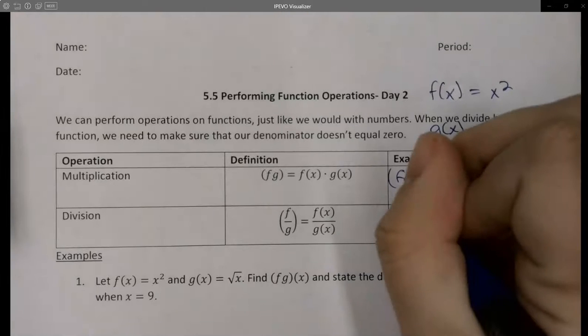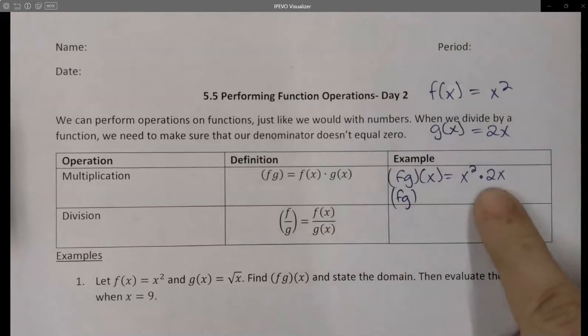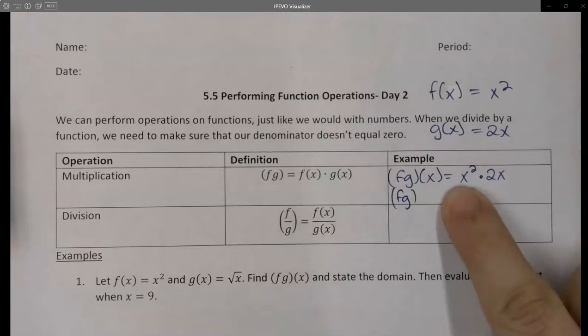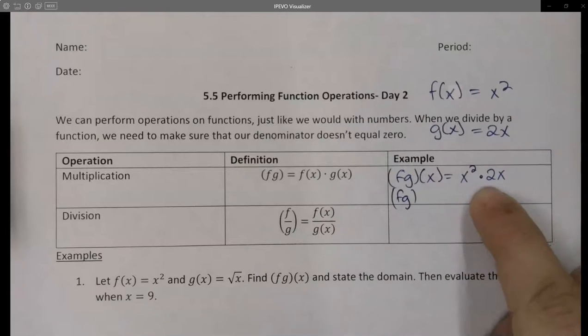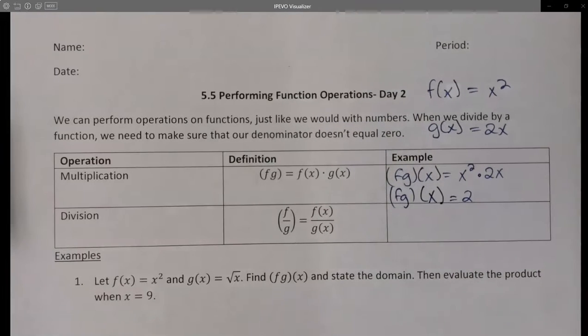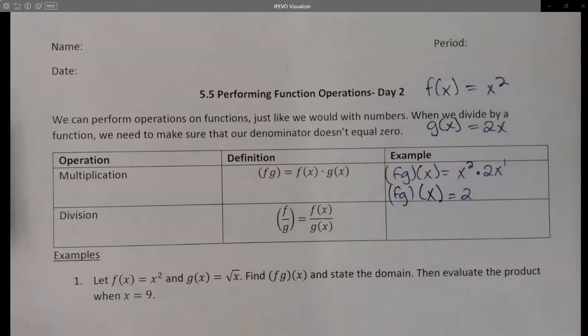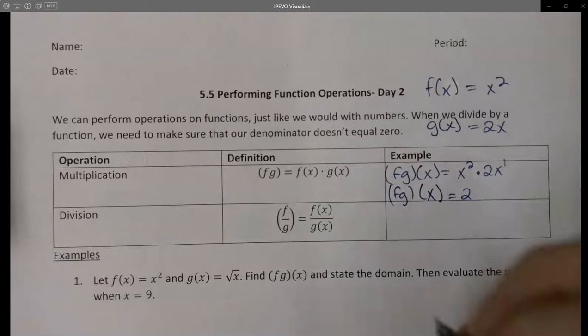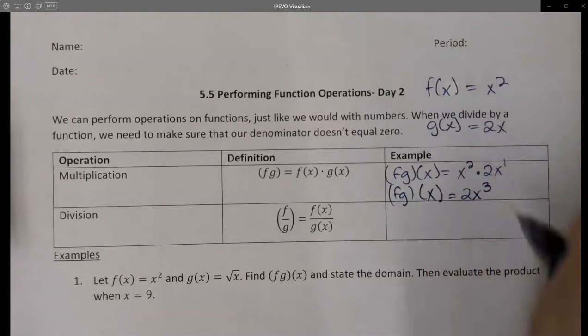Then I want to go ahead and multiply any big numbers I have on the outside. So I have a secret 1 out front and a 2 right here. 1 times 2 is 2. And then I add my exponents. There is a secret 1 right here. So 2 plus 1 gives me x cubed.